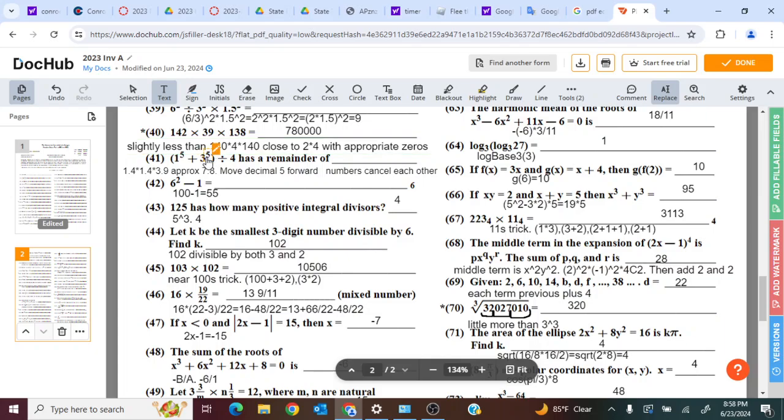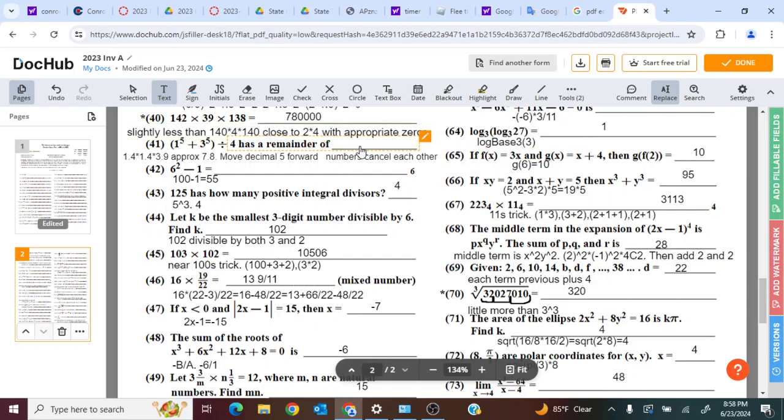Alternatively, you can just do 1 to the power of 5 is 1, and then 3 to the power of 5 is 243, divided by 4 has a remainder of 3. So 1 plus 3 is 0. Remainder math. So you can also do that. I didn't actually write 0. I didn't write this either, but 0 and 55.